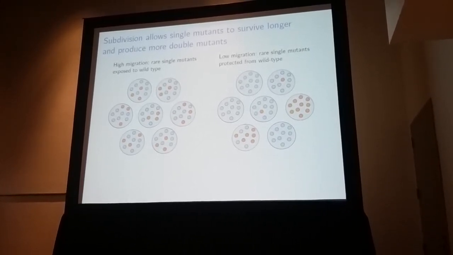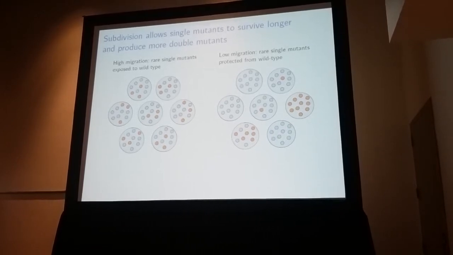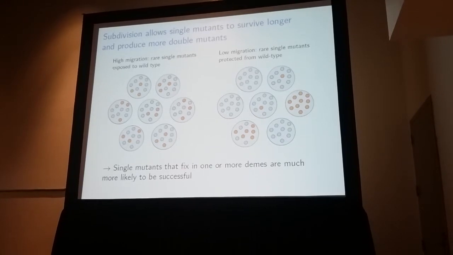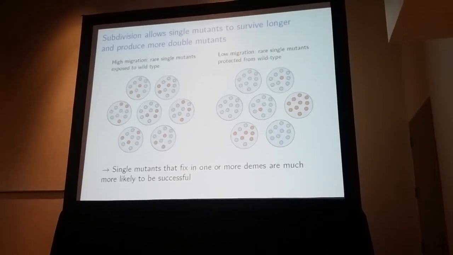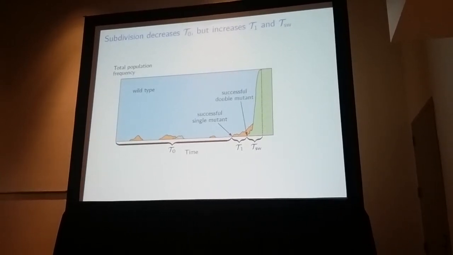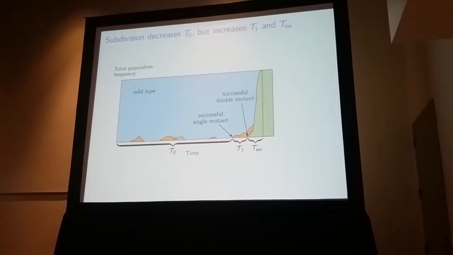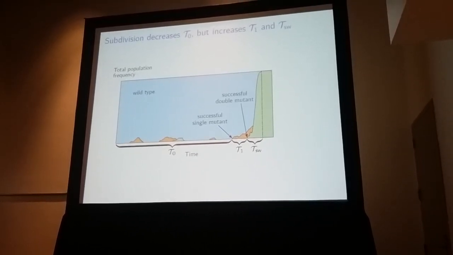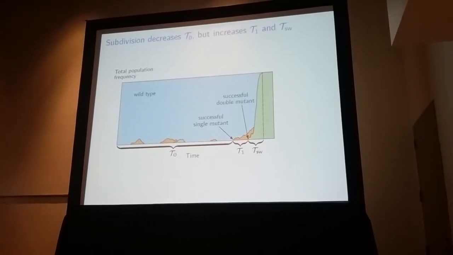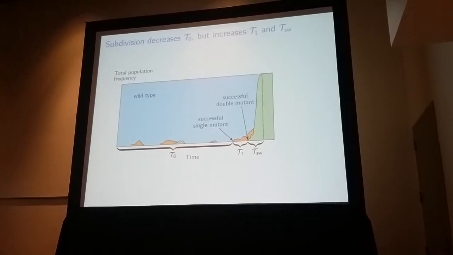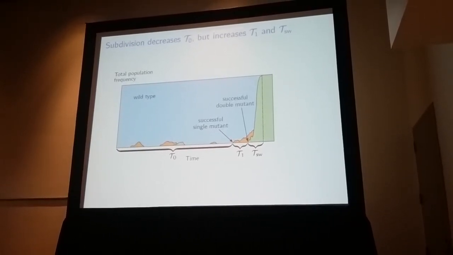And if single mutants are able to fix within a deme, because deme sizes and migration rates are low, then they're much more likely to produce a successful double mutant. So if we go back to this picture, subdivision is going to decrease this initial time T0. However, something that might not be immediately obvious, but you can show, is that at the same time that T0 is decreased, the sweep time and the time T1 are both increased. So there is something of a trade-off.